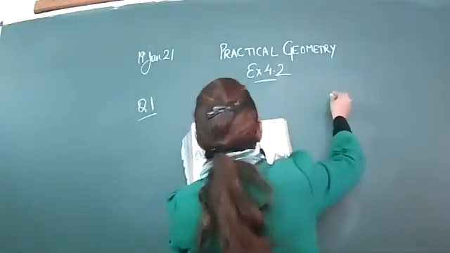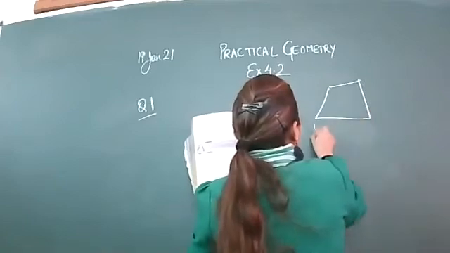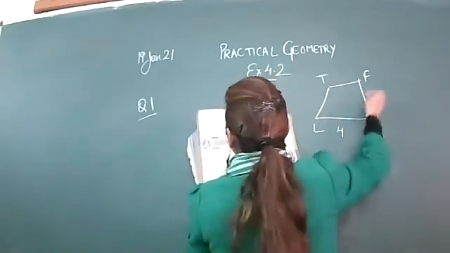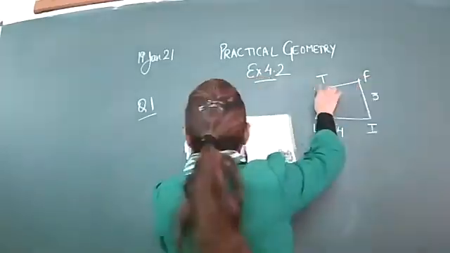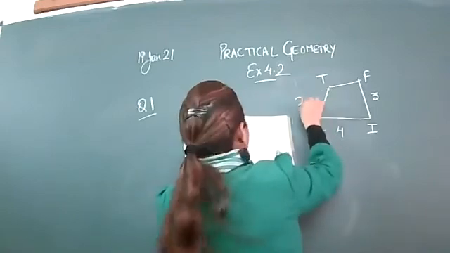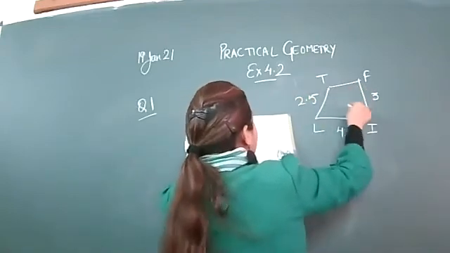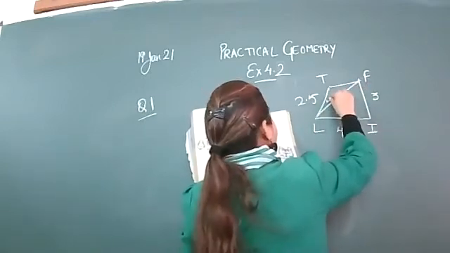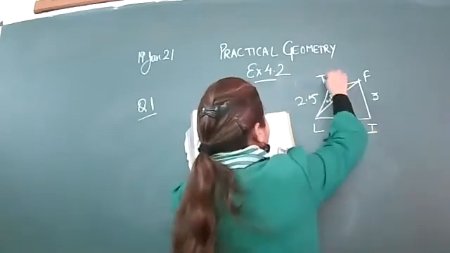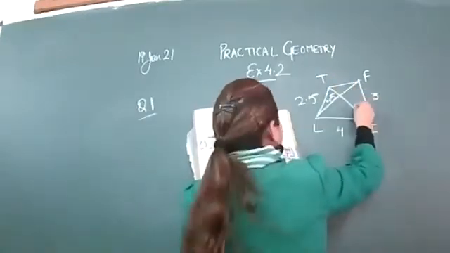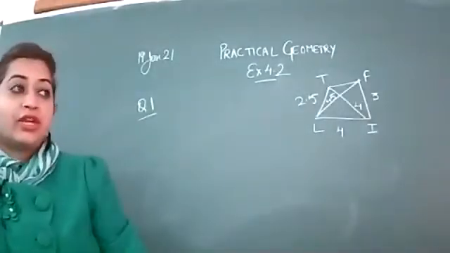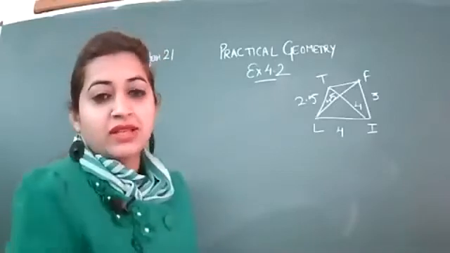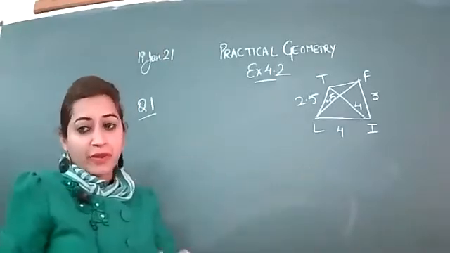In question number 1, you have again been given a quadrilateral, LIFT. LI is 4, IF is 3, TL is 2.5. LF means your diagonal, that is 4.5, and IT, this diagonal, is 4. You have been given 2 diagonals and 3 sides out of the 4 sides. So in total you have been given 5 dimensions.